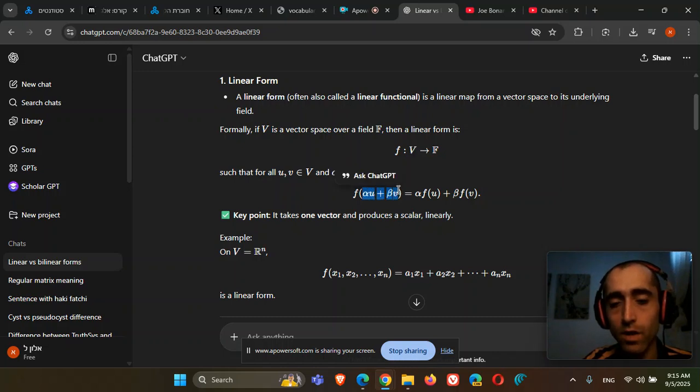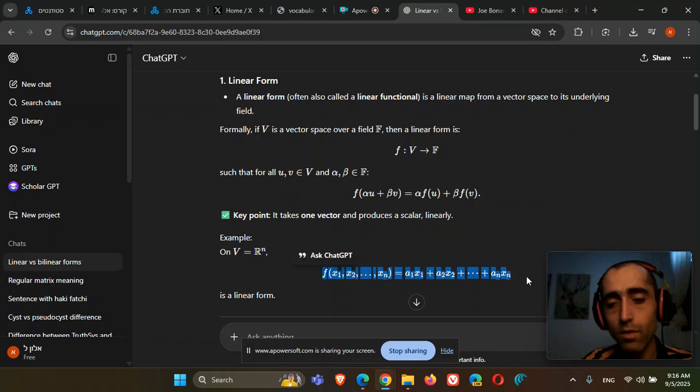So what does it mean to be linear? To be linear means to have homogeneity and additivity. And you can just prove it like this. If the map satisfies this, that you can take the scalar out and you can separate both vectors in the map, so it's additivity and homogeneity, so it's linear. So this is the definition of linearity. And again, it goes from a vector space to a field, namely it takes a vector and produces a scalar. So if it satisfies all of this, it is a linear form.